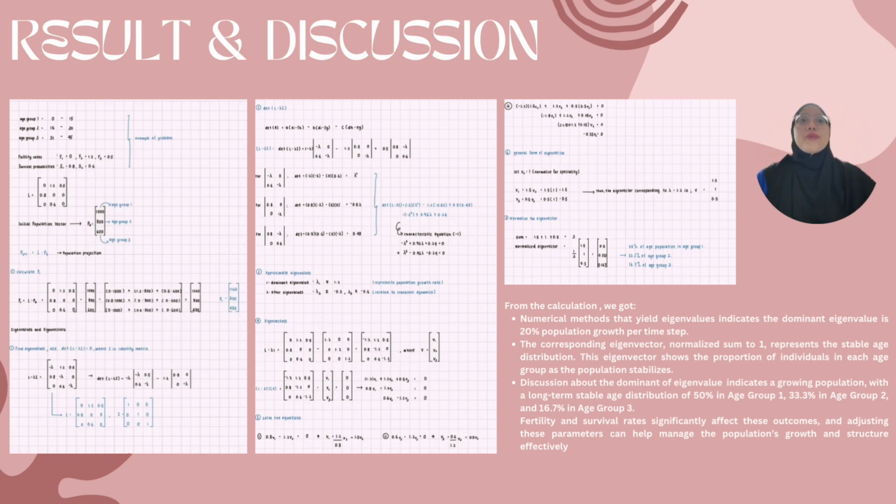For the discussion, the numerical result shows that the dominant eigenvalue indicates a 20% population growth per step. The corresponding eigenvector is normalized to sum to 1 and represents the stable age distribution. This eigenvector shows the proportion of individuals in each group as the population stabilizes. So the dominant eigenvalue indicates a growing population with a long-term stable age distribution of 50% in age group 1, 33.3% in age group 2, and 16.7% in age group 3.